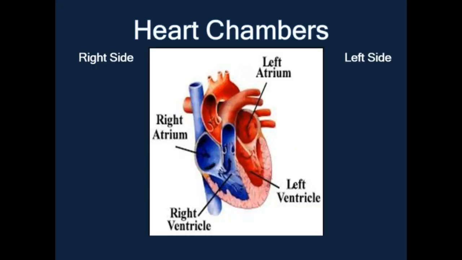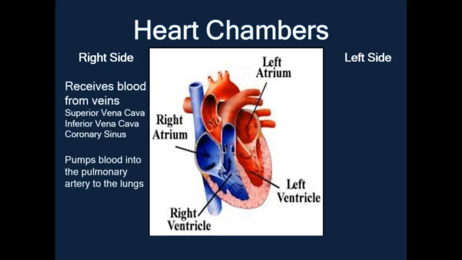The right atrium of the heart receives deoxygenated blood from the body from two large veins, the superior and inferior vena cava. Also, blood from the coronary veins is channeled through the coronary sinus into the right atrium. The right side of the heart also pumps deoxygenated blood from the right ventricle through the pulmonary artery, which divides leading to the right and left lungs.